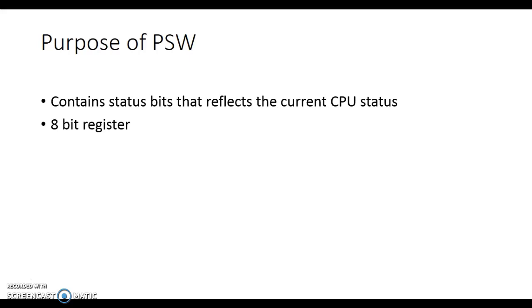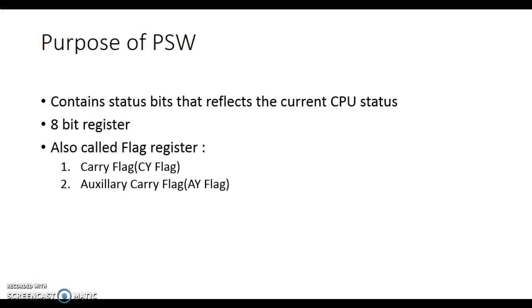Although PSW is 8-bit wide, only 6 bits of it are used by 8051 microcontroller. PSW is also called as flag register. These flags are called as conditional flags, meaning that they indicate some conditions that result after an instruction is executed. There are 4 flags. First, carry flag, which is also called as CY flag. Second, auxiliary carry flag, known as AC flag. Parity flag, also called as P flag. Overflow flag, that is OV flag.